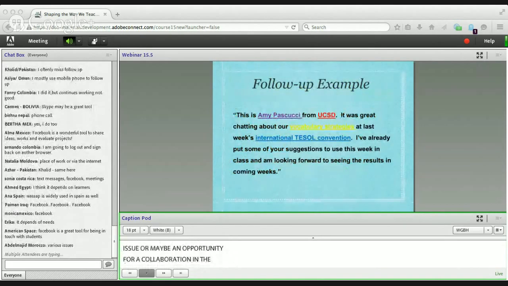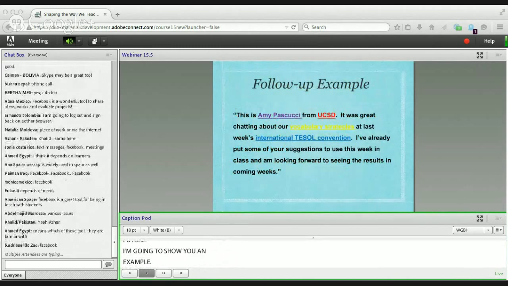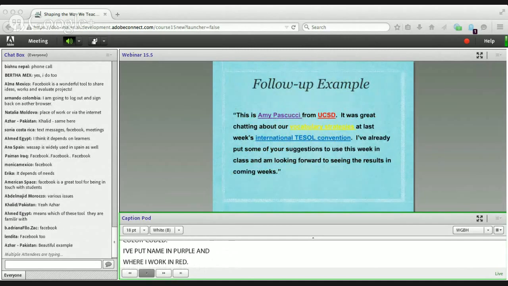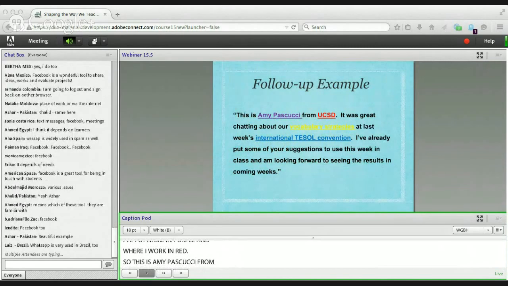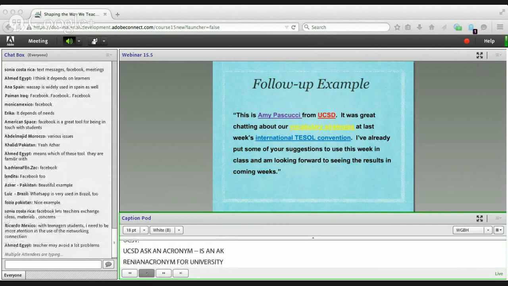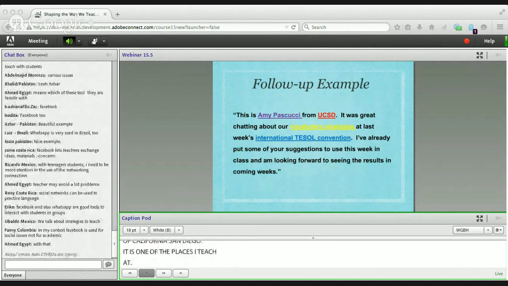You'll see that this is color-coded, where I've put name in purple and where I work in red. So this is Amy Pascucci from UCSD. UCSD is an acronym for the University of California at San Diego. It's one of the schools that I currently teach at, and in my area, this is a very common acronym, so people would recognize that name pretty quickly. Obviously, if I was writing to someone who was not as familiar with the schools here in California, then I would want to change that.